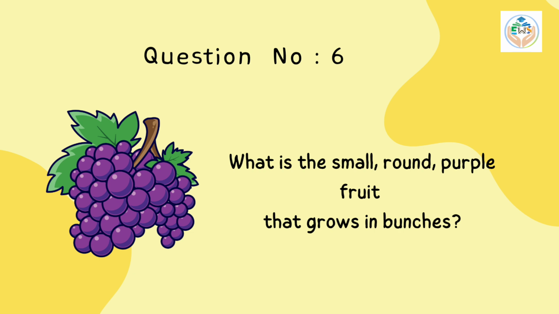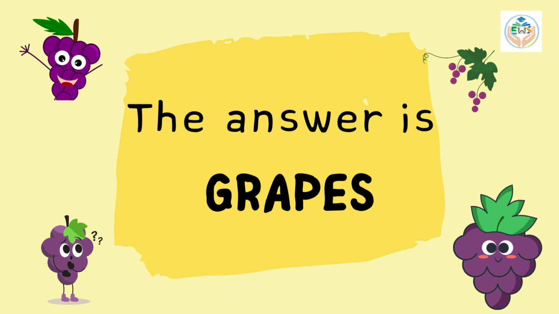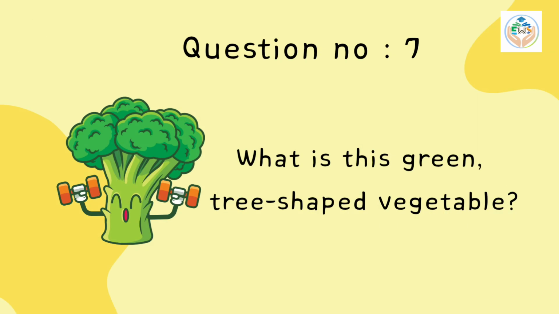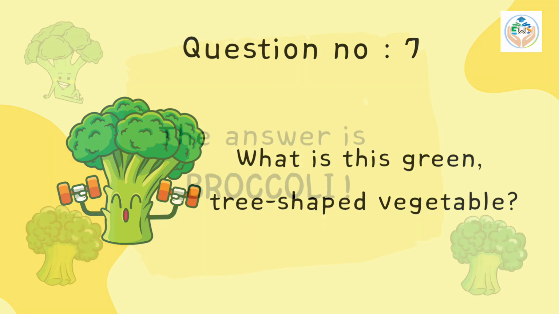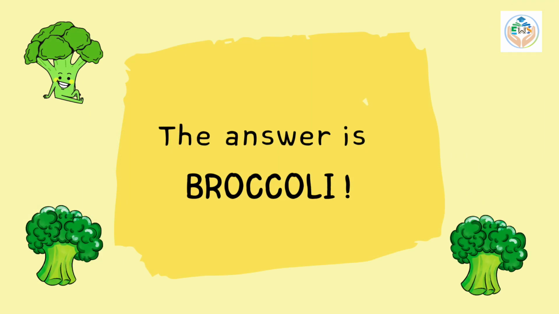Question number 6. What is the small, round, purple fruit that grows in bunches? The answer is grapes. Question number 7. What is this green, tree-shaped vegetable? The answer is broccoli.